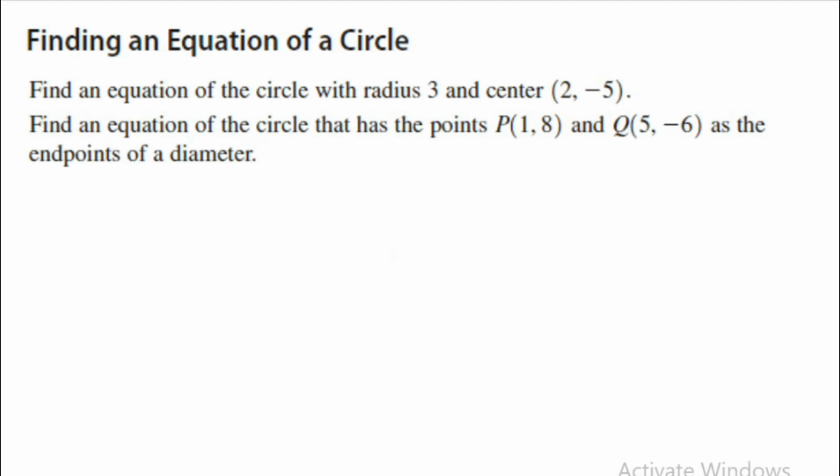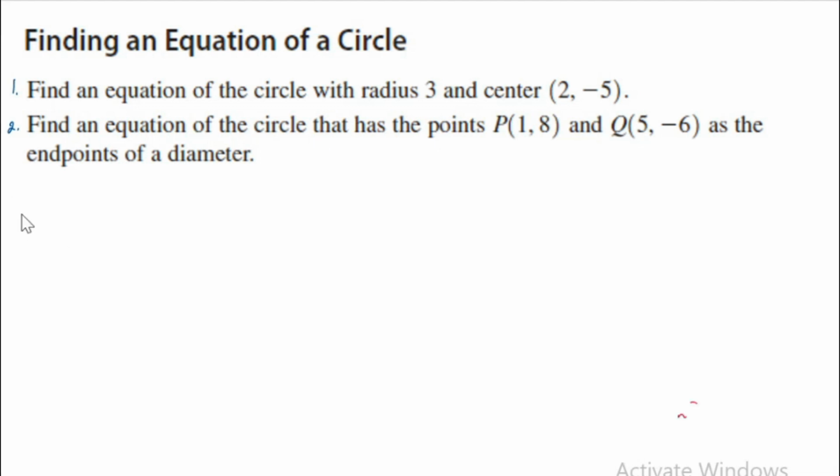Next, we're going to find an equation of a circle. Find an equation of the circle with a radius of 3 and the center of (2, negative 5). This is number 1, and this is for number 2. For number 1, using the equation, we have the square of x minus h plus the square of y minus k is equal to r squared. This is the value of h, this is the value of k, and of course, this is the radius.